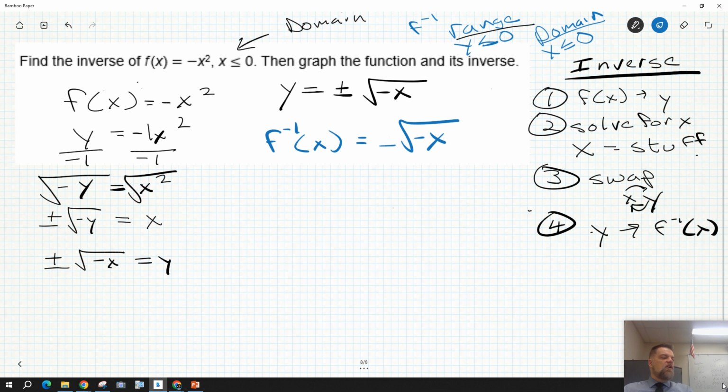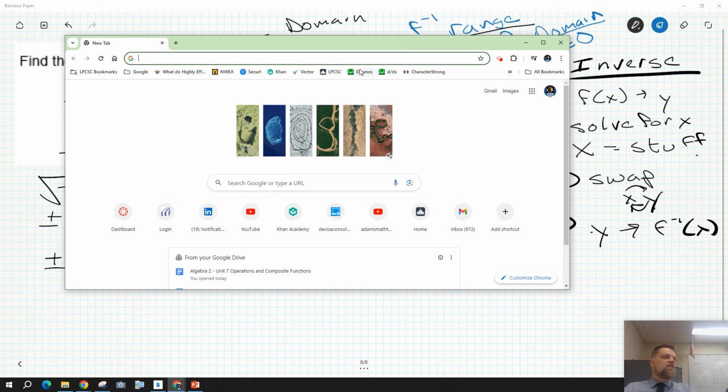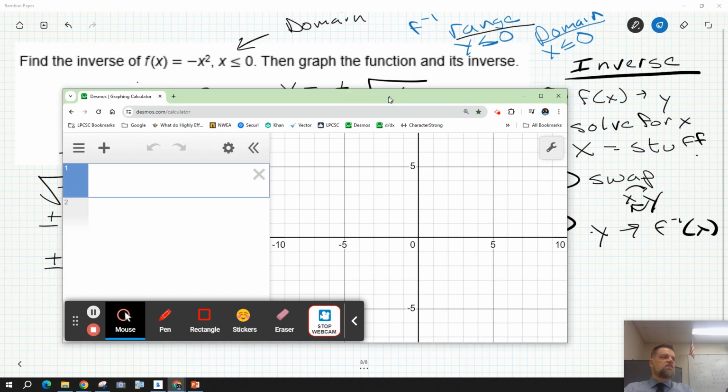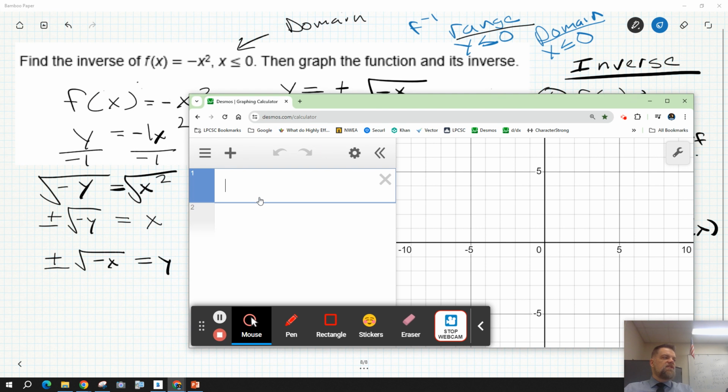So to double check our work, the easiest thing to do is graph it in Desmos. So what I'm going to do, I'm going to fire up my Desmos. And I'm going to say f of x is equal to negative x squared. But I need to put a restriction on it. We said that x has to be less than or equal to 0. Okay?